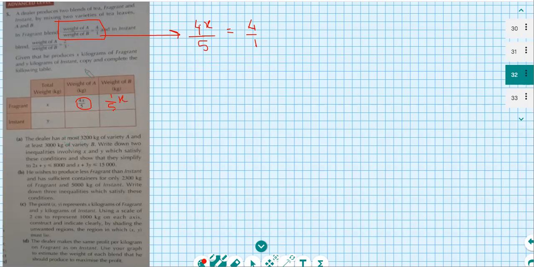What about this instant? The ratio is 2 by 3. So it means the weight of A should be 2 over 5y of the total y, and the weight of B will be the remaining 3 over 5y.